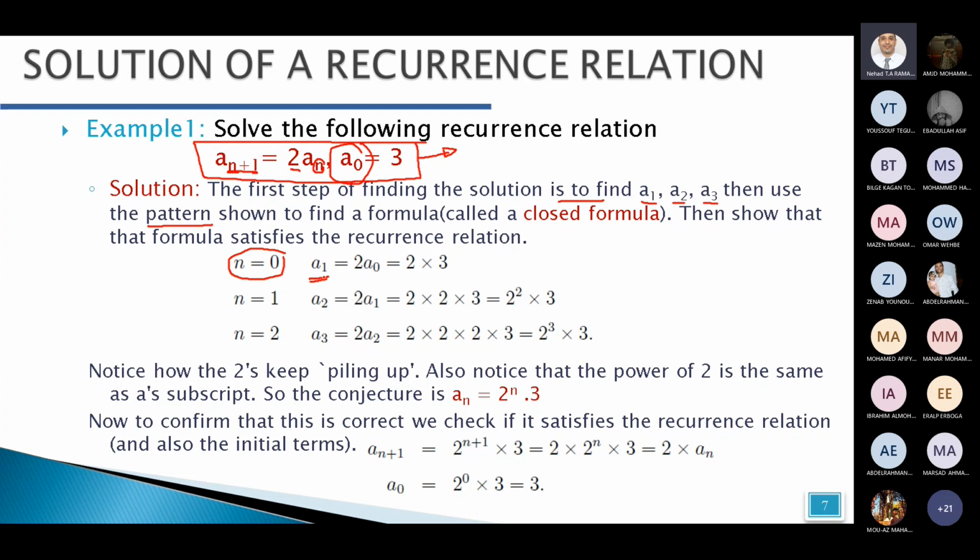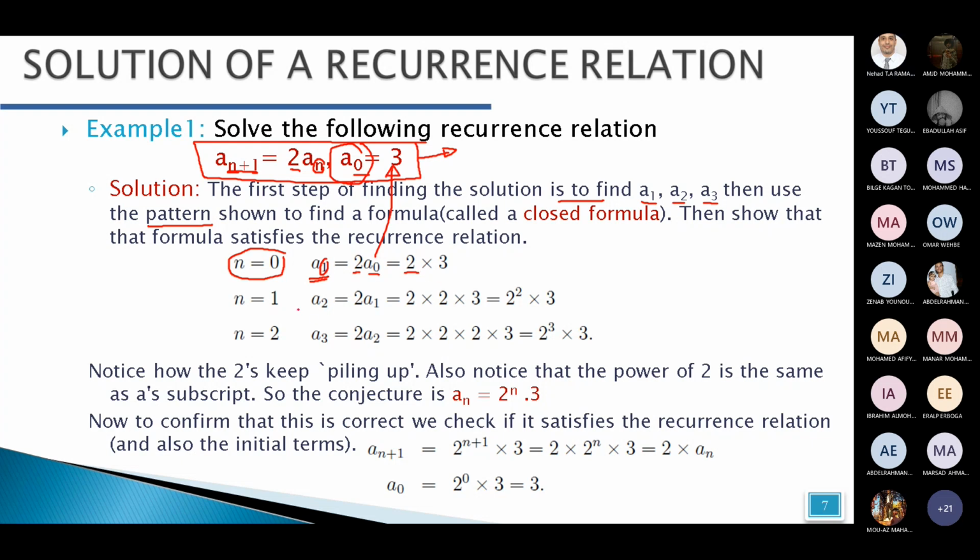So if n equals 0, we have term a1 because we already have term a0. It's equal to 2 multiplied by a0, because we said each term is 2 multiplied by the previous term, which is equal to 2 multiplied by 3. What's the 3? Term a0. We said term a0 is 3.